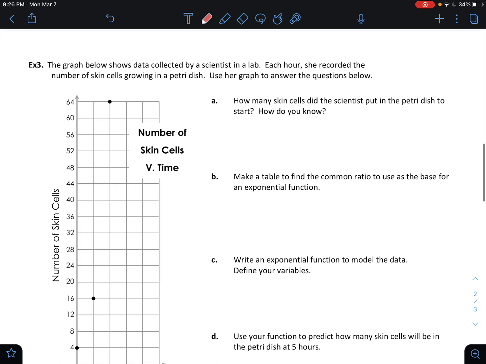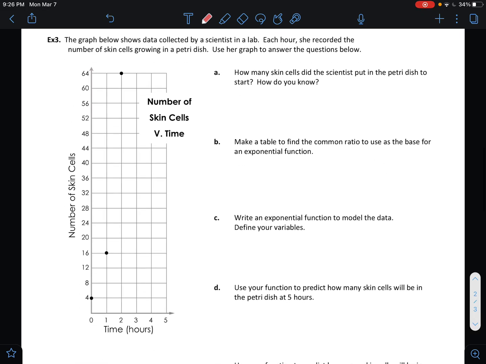It says the graph shows data collected by a scientist in a lab. Each hour she records the number of skin cells growing in a petri dish. Use her graph to answer the questions below. So we've got a point at 0, 4, a point at 1, 16, and a point at 2, 64.